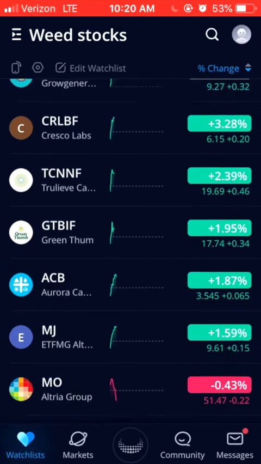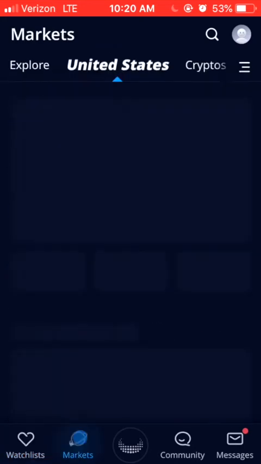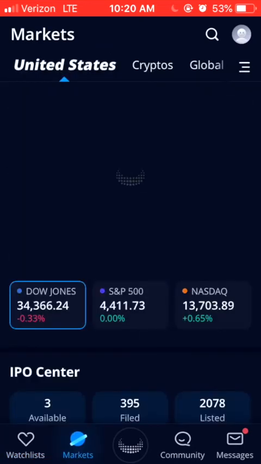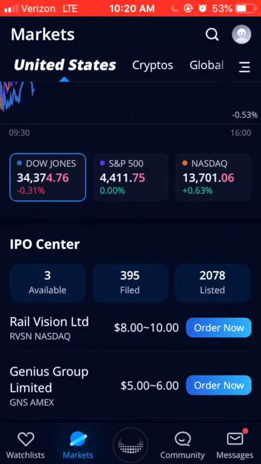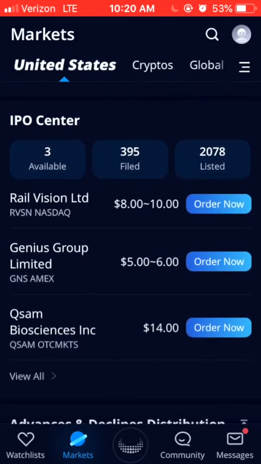Now we're going to go into the markets area, which you can see in the bottom, second from the left. The markets area is where you get a general picture of what's happening to the market that day. You can compare industrial averages, you can see percentages, but also it'll show you in the IPO center which companies are getting ready for an IPO, and you can buy them at that price.